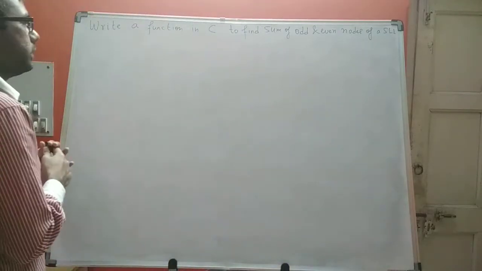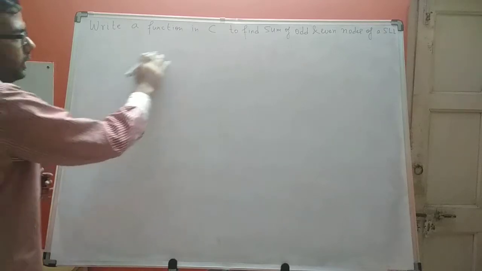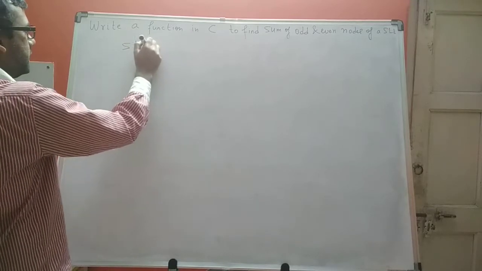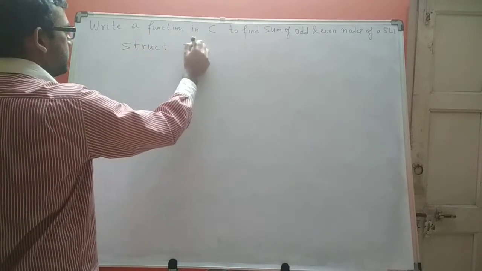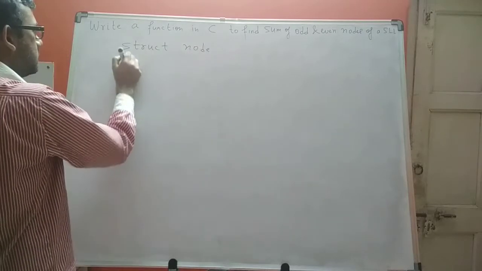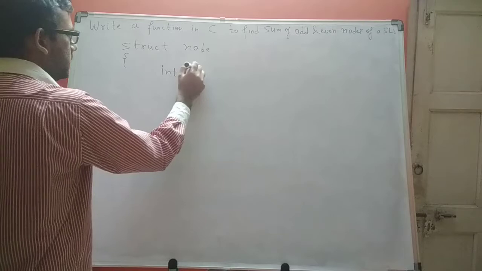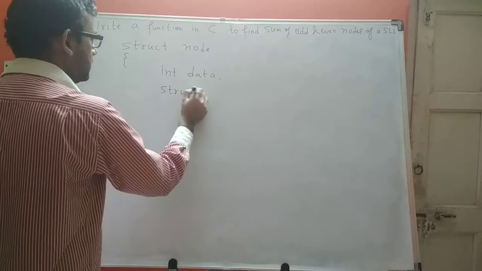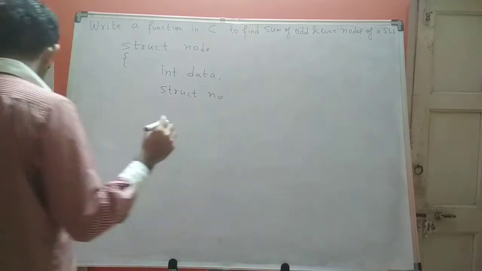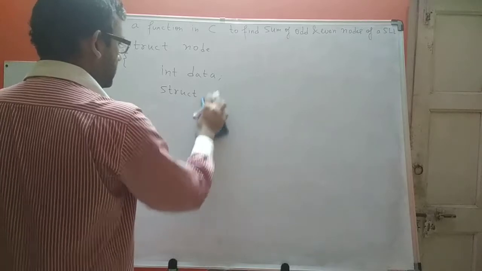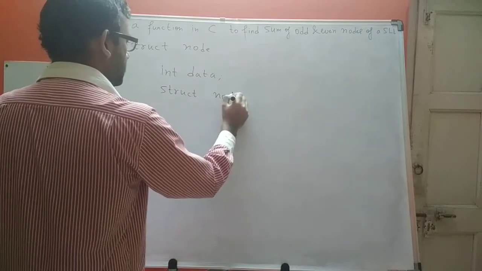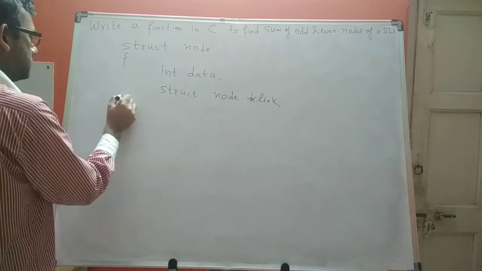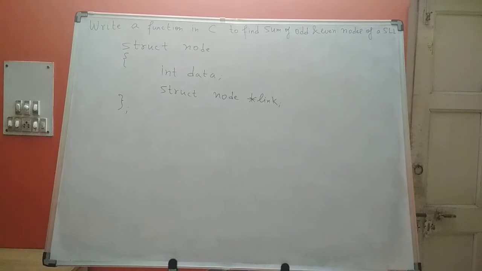So the first thing that we were doing was, if we have been given this question in the examination, the first thing that we need to do is define the structure. So let's define the structure. Let's call it struct node. In a single linked list, every node will have a data part and a link part. The link part will contain the address of the next node. So you can pause the video and copy this down.